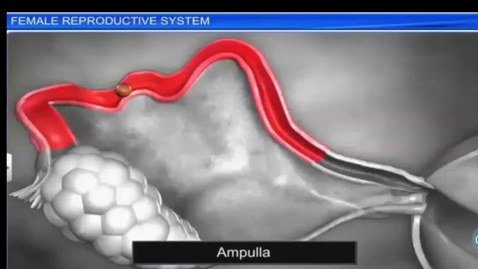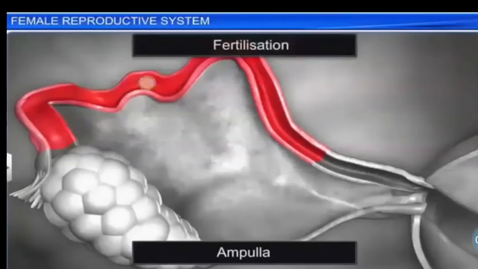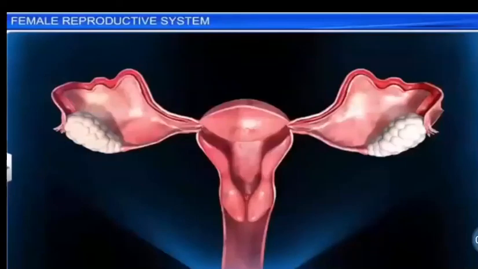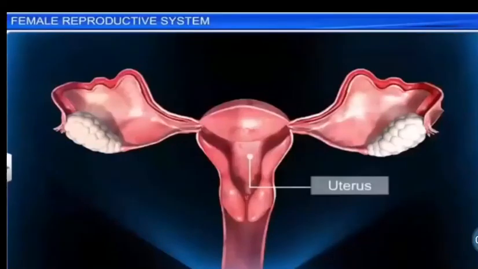The ampulla is the curved and swollen part behind the infundibulum. The fertilization of the ovum takes place in this part. The isthmus is a narrow and straight cavity, and it joins the uterus.